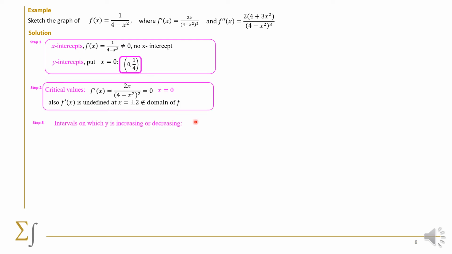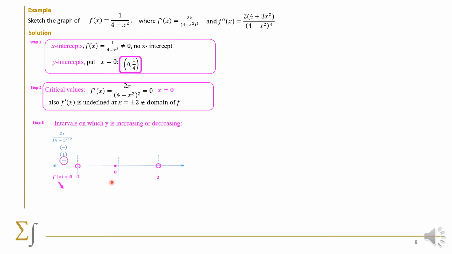Next, we find the intervals on which the function is increasing or decreasing. We take 0 and plus or minus 2 to the real line, and we start studying the sign of the first derivative. The denominator on all intervals will be positive because it is a bracket squared. The sign will differ according to the numerator. In the interval from minus infinity to minus 2, we take any test point, we get minus over positive. So the first derivative is negative, less than 0, on the interval from minus infinity to minus 2, telling us that the function is decreasing on this interval.